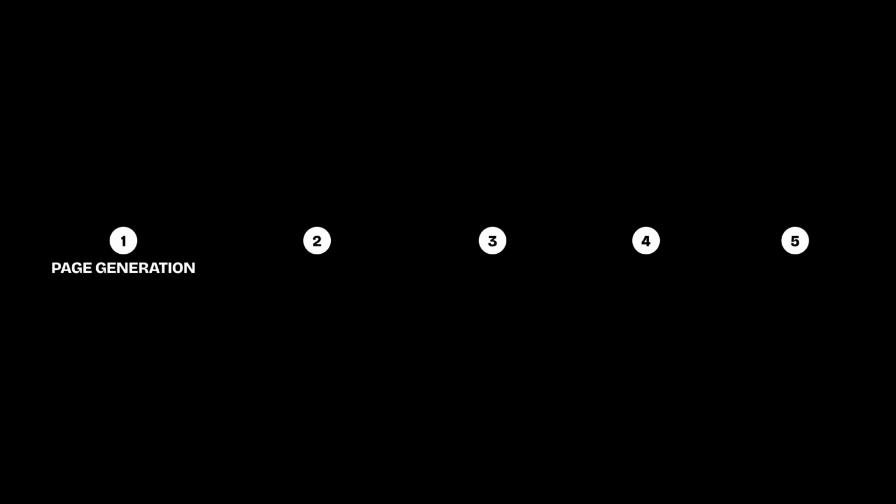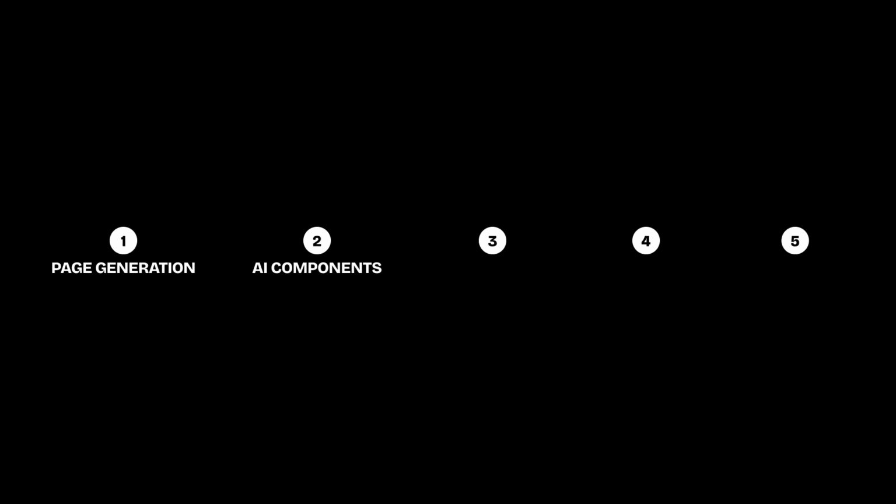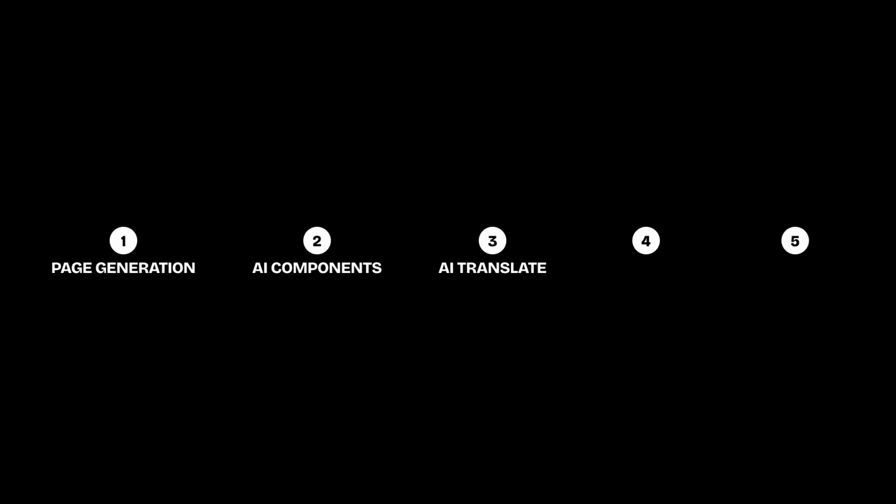So we're going to cover a few different things. First, we'll build a complete page structure using Wireframer. Then we'll explore building or vibe coding custom code components. Third, we'll see how we can translate our entire site using AI for multiple languages. After that, we'll explore some AI plugins available on the marketplace.